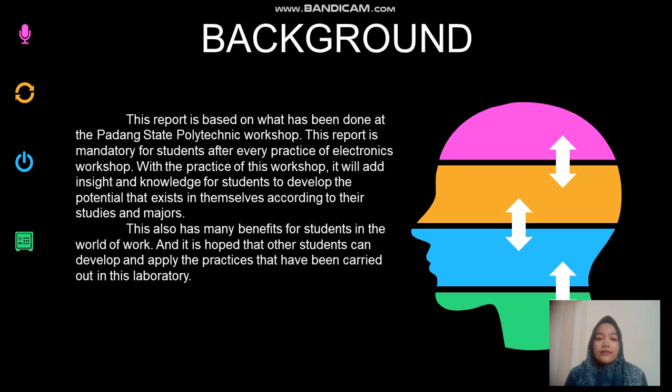With the practice of this workshop, it will add insight and knowledge for students to develop their potential according to their student status and major. This also has many benefits for students in the world of work, and it helps other students develop and apply the practice they have carried out in this laboratory.